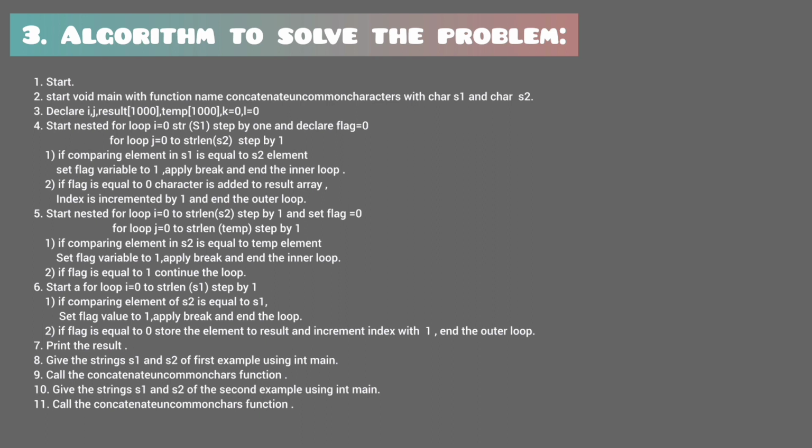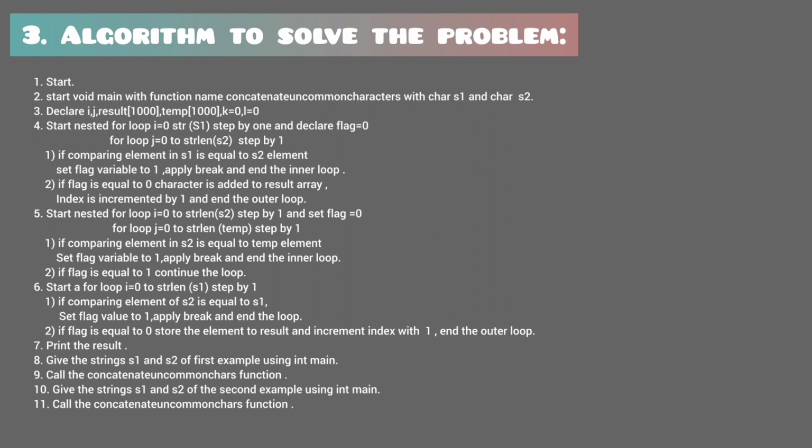We then use an if condition. If the element in s1 is equal to the s2 element, we set the flag variable to 1, apply break and end the inner loop. And again we use another if condition. If flag is equal to 0, the character is added to the result array, the index is incremented by 1, and then we end the outer loop.